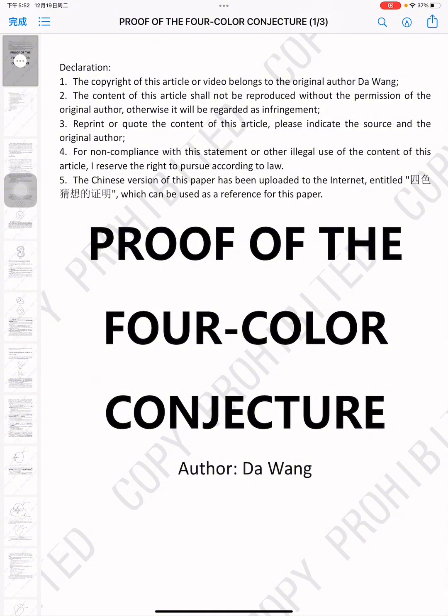5. The Chinese version of this paper has been uploaded to the internet, entitled 四色猜想的证明, which can be used as a reference for this paper.